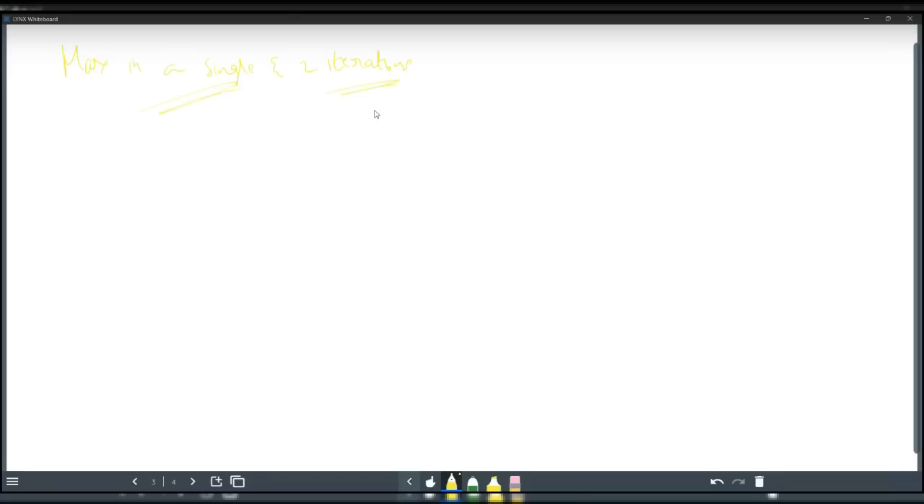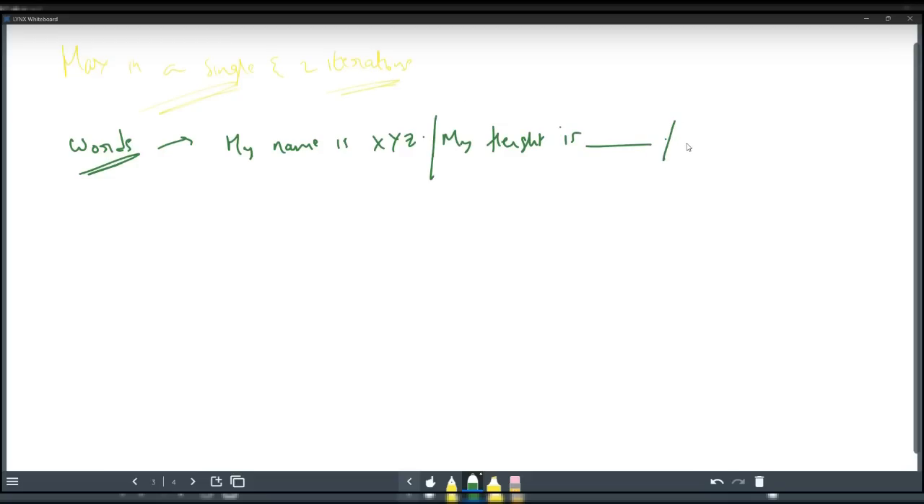Now let us take a words data set. Let us say our sentences are something like: my name is XYZ. My height is somewhere, here you need to put your height. Let us take three sentences here. My age is, put your age here.